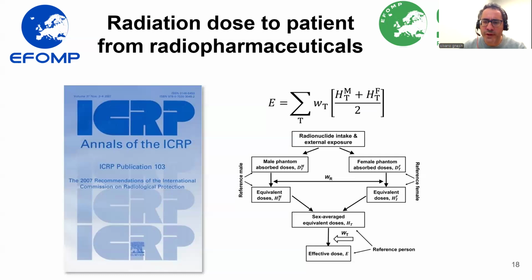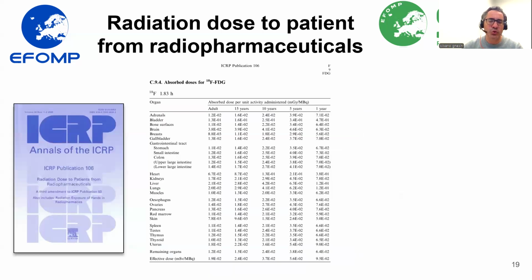So when you have the dose in tissue for the male and female reference phantoms, you take the average and weight it with the WR and then with the WT weighting factor, and you obtain the effective dose. This is not for a realistic patient that you have, but for the gender-averaged human subject. And this is used for extrapolation of stochastic risks.